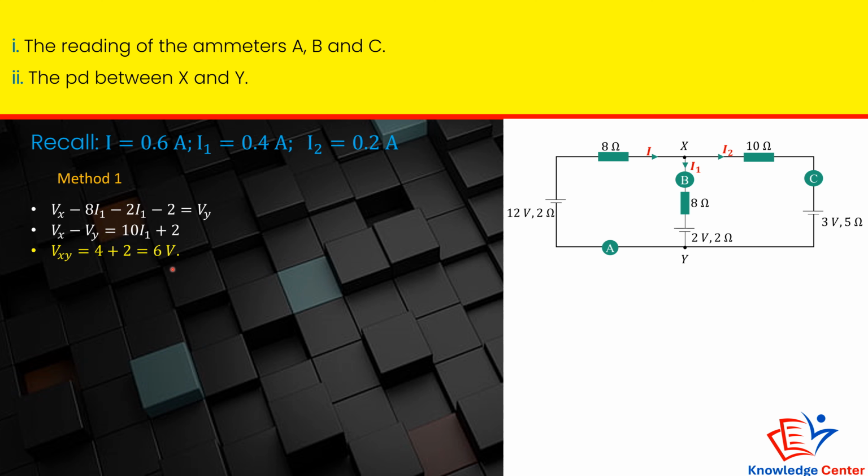Now, what does this mean? Because it's positive, clearly the potential at X is greater than the potential at Y. So X is at a higher potential, and the current will flow from X all the way to Y. There are a lot of ways to do this, and this is really important in paper 1 for you to fully understand.